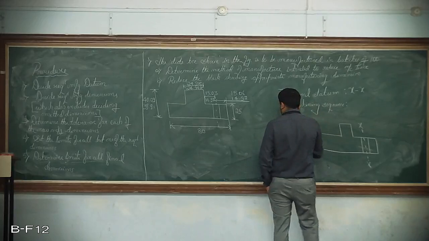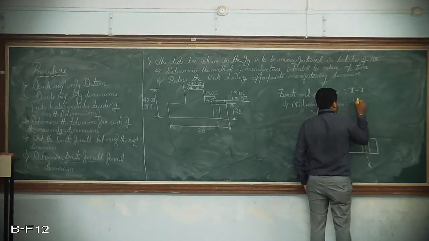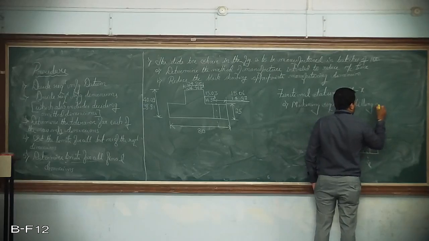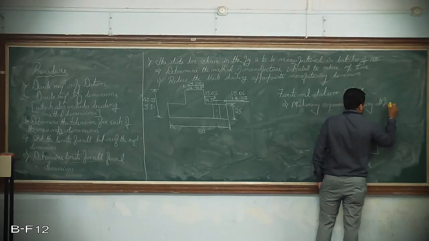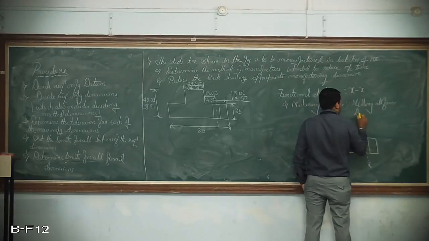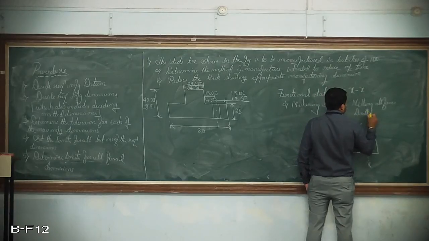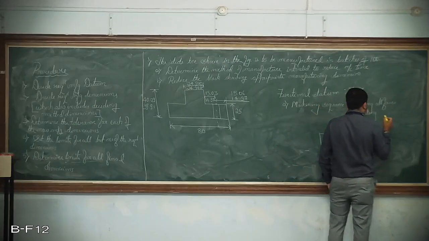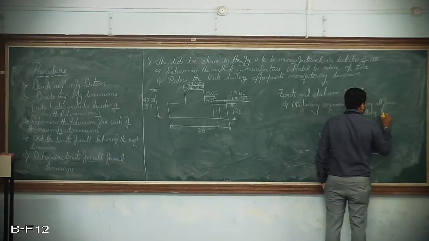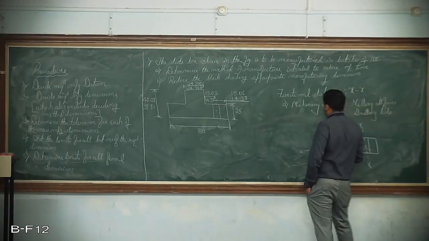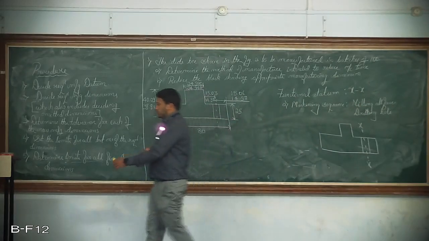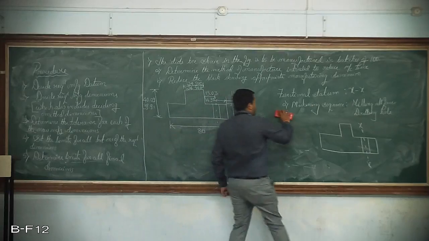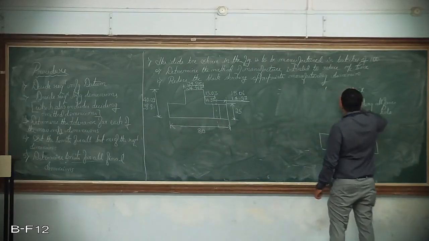Now here, what are the machining operations required? First, milling all surfaces, or I can write milling all faces. Then drilling hole, since hole dimensions are not mentioned. Now we'll start with the procedure.